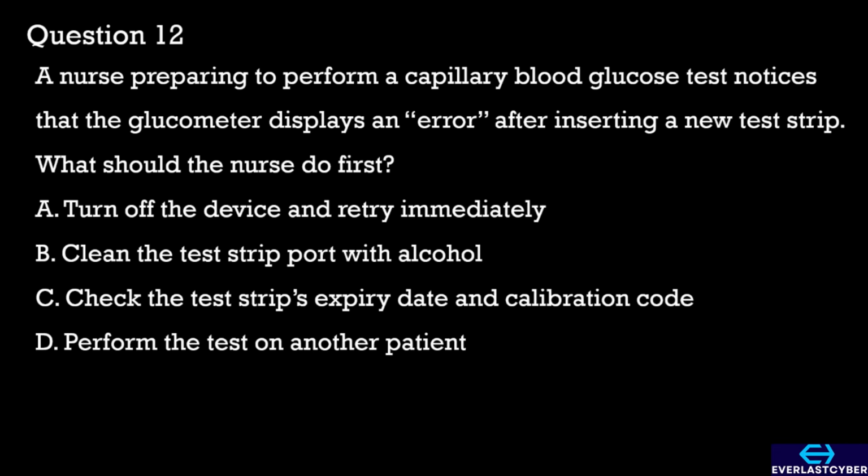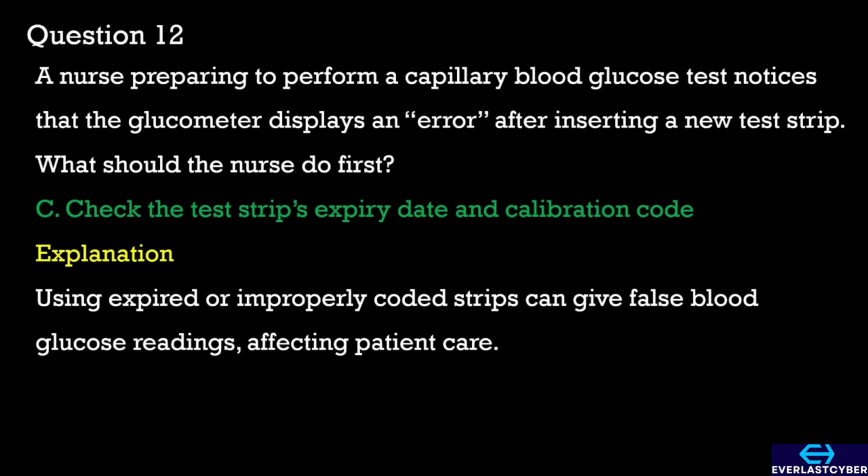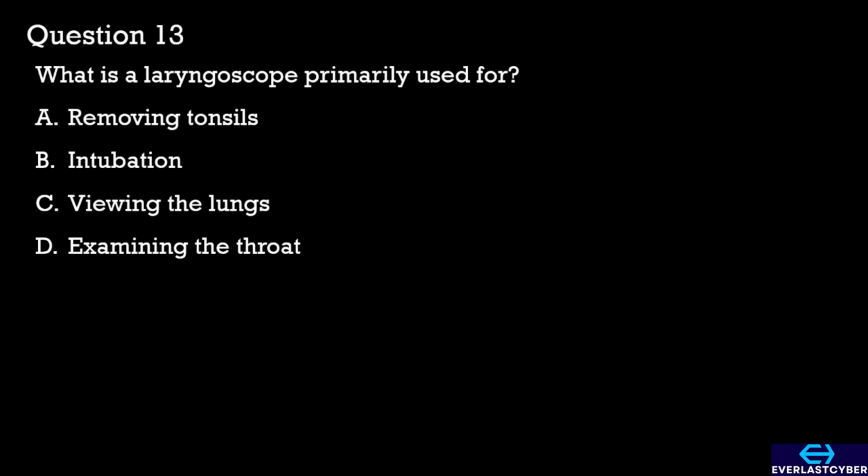So the first thing to do is always check the expiration date and calibration code of the test strip before use. So that's why we'll be going with option C. Using an expired or improperly coded strip can give false blood glucose readings, and this would affect the patient's care.